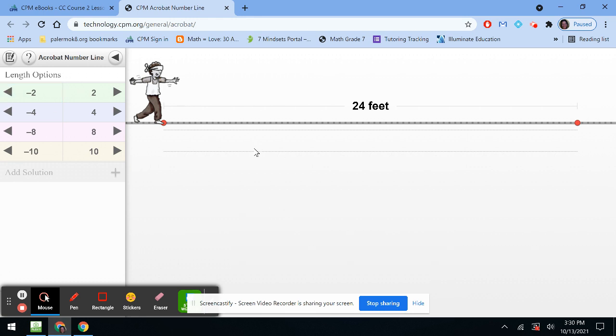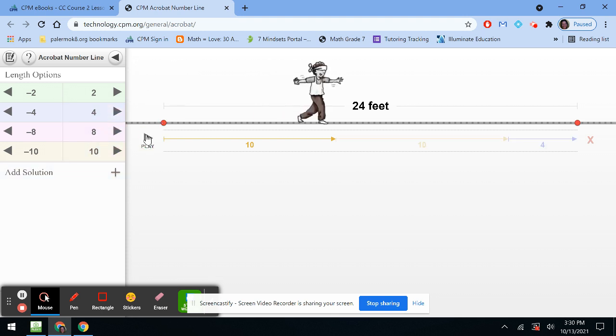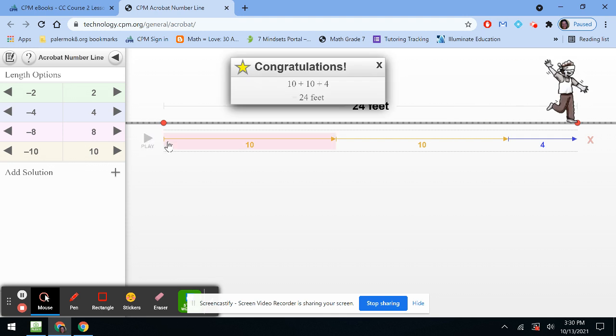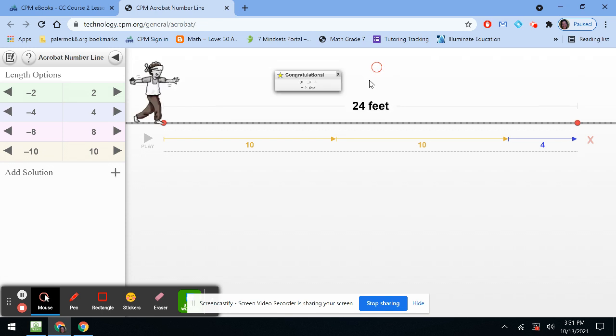So one of the ones that students normally see first on this is if he moves 10 feet, and then 10 feet, and then 4 feet. And if we push play, woohoo! So we're not going to write this part right here. That tells us that we're right, though. We're going to draw this diagram right here on our paper.